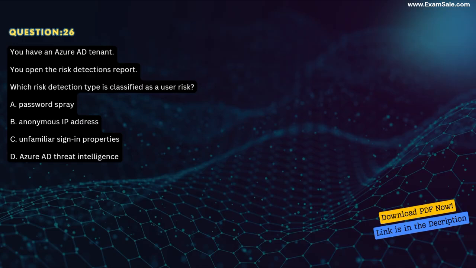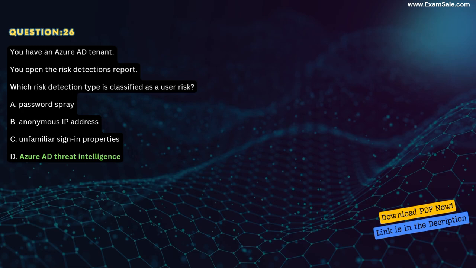Question 26. You have an Azure AD tenant. You open the Risk Detections report. Which risk detection type is classified as a user risk? A. Password spray. B. Anonymous IP address. C. Unfamiliar sign-in properties. D. Azure AD Threat Intelligence. Correct answer, D.